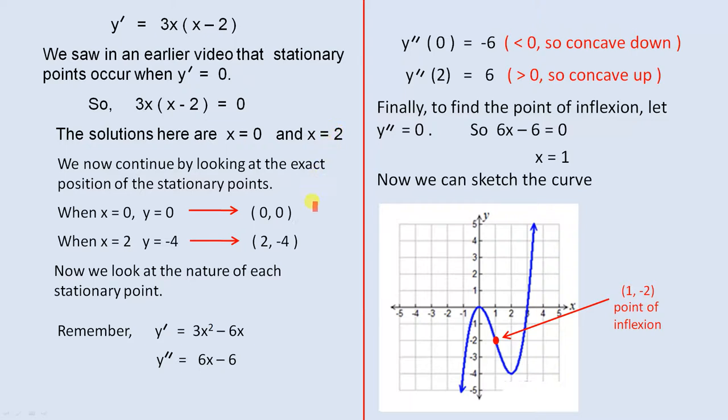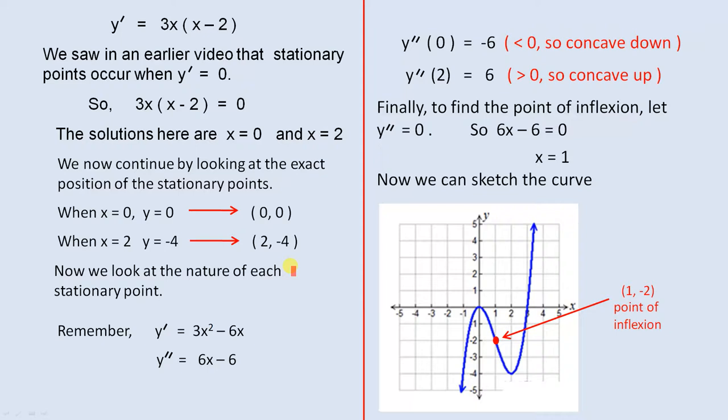Now we're going to look for the y-coordinates. So, when x equals 0, the value of y equals 0. So you substitute x equals 0 in the original function. That gives you y equals 0, so one stationary point is 0, 0. You substitute x equals 2 into the original function. That gives you y equals negative 4. So the other stationary point is at the point 2, negative 4.